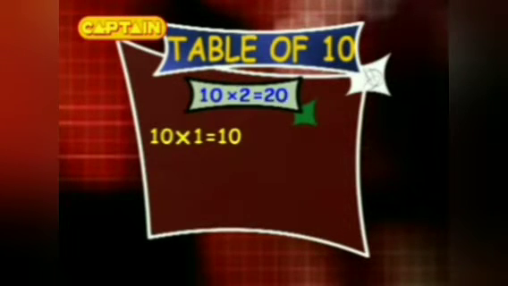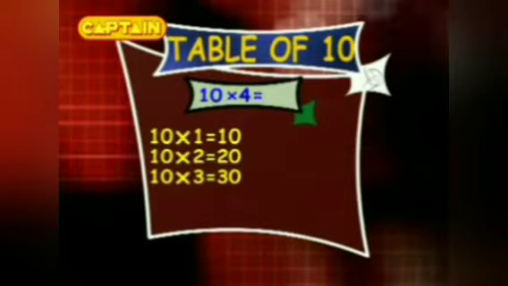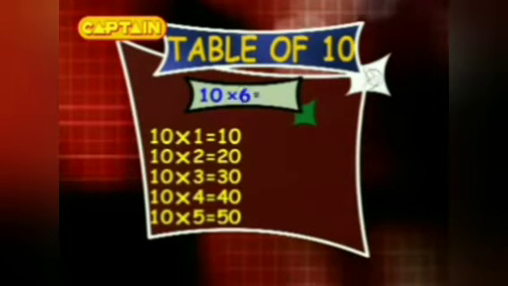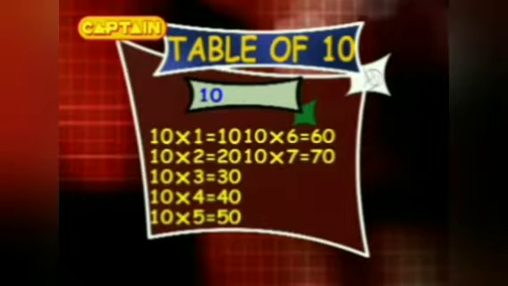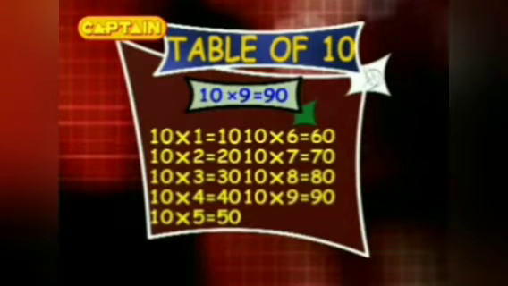Table of 10. 10 ones are 10, 10 twos are 20, 10 threes are 30, 10 fours are 40, 10 fives are 50, 10 six are 60, 10 sevens are 70, 10 eights are 80, 10 nines are 90, 10 tens are 100.